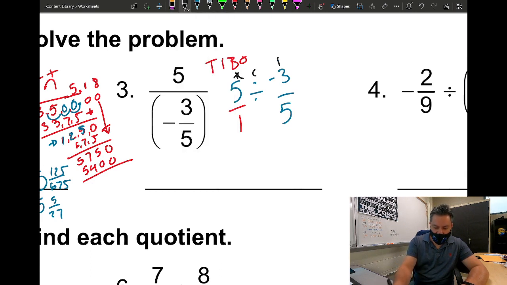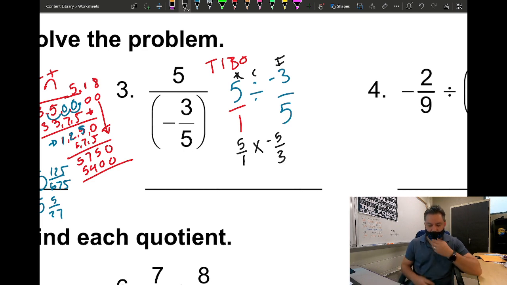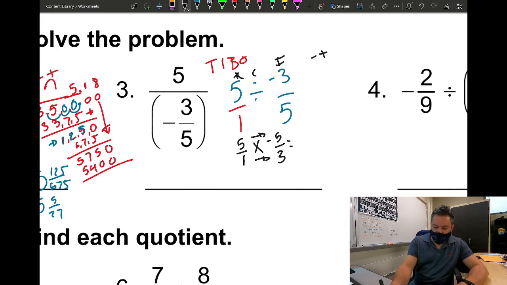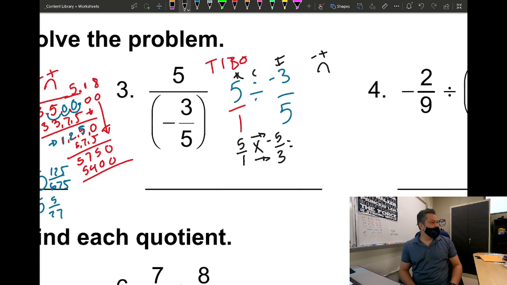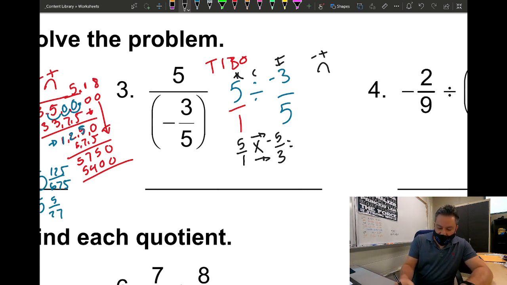Keep, change, flip. So I'm going to leave this as 5 over 1 times negative 5 over 3. Right? And then we're just going to multiply straight across. Is my answer going to be positive or negative? I have a negative and a positive. Happy or sad? Sad. See, y'all remember now. It was a good analogy. Okay. So my answer is going to be negative.